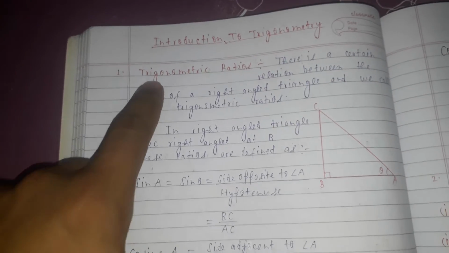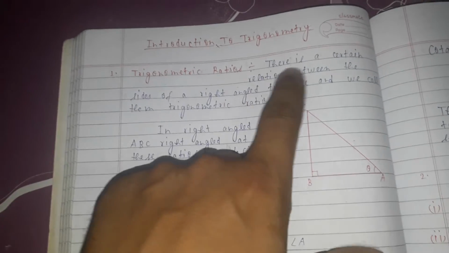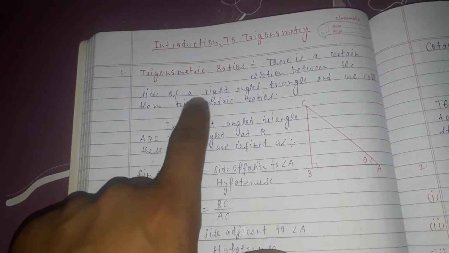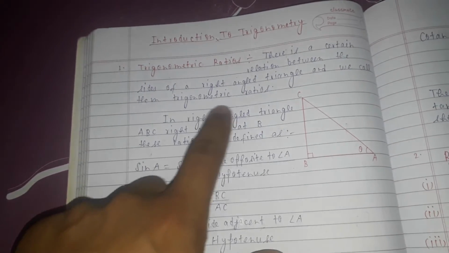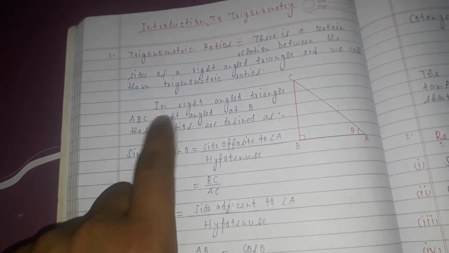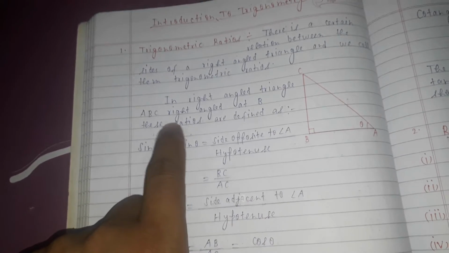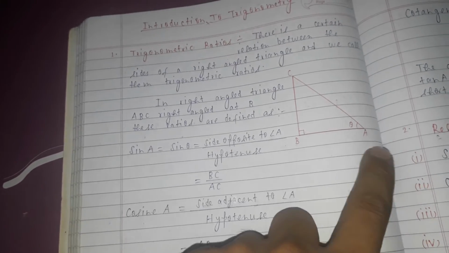Here is the first term, trigonometric ratios. There is a certain relation between the sides of a right angled triangle and we call them trigonometric ratios. In right angled triangle ABC, right angled at B, you can see this figure.